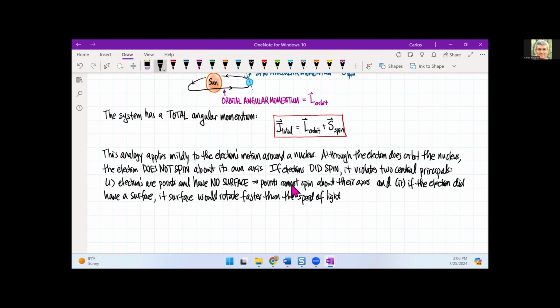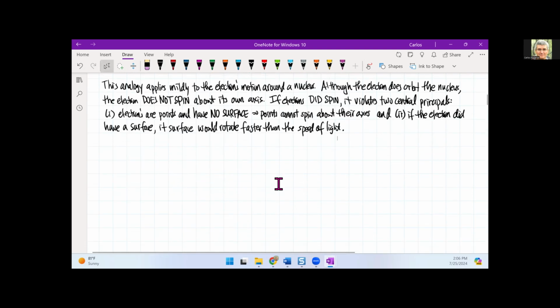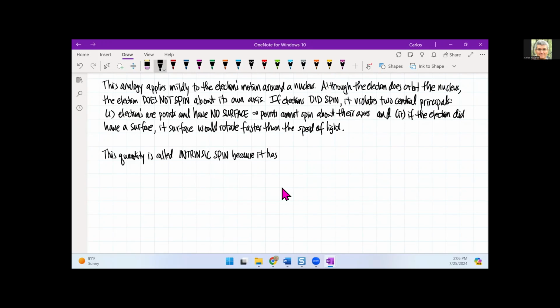And that violates special relativity. Electrons do not spin. Unfortunately, they call this quantity spin. So this quantity goes by the name, or is called, intrinsic spin, because it has units of angular momentum.